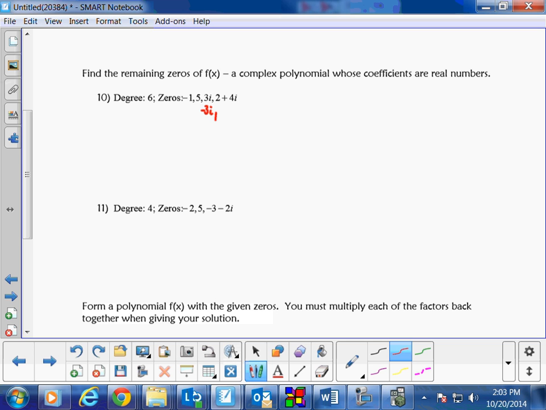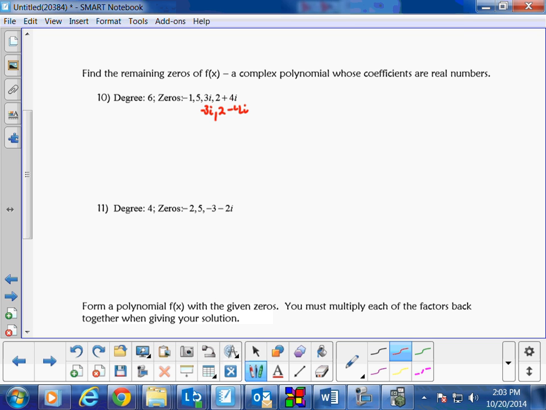And after that, this one has 2 minus 4i. So that's good. And I think that's all they want us to do. Find the remaining zeros of the complex polynomials whose coefficients are real numbers. So there you go. Okay, so this is what we're going to take from here. Once you have this, what do you do? It wants a polynomial whose coefficients are real numbers.